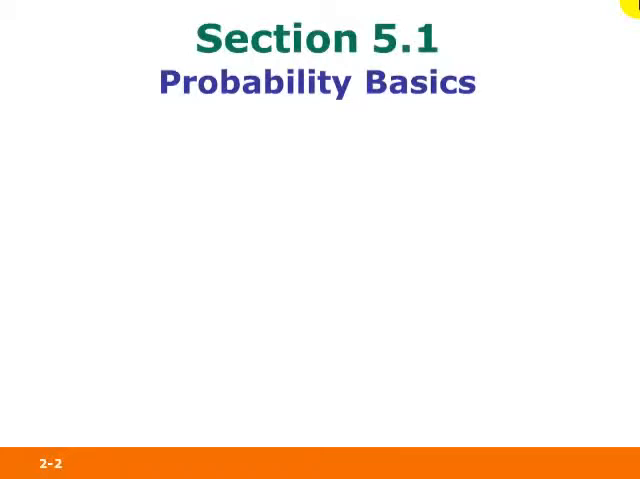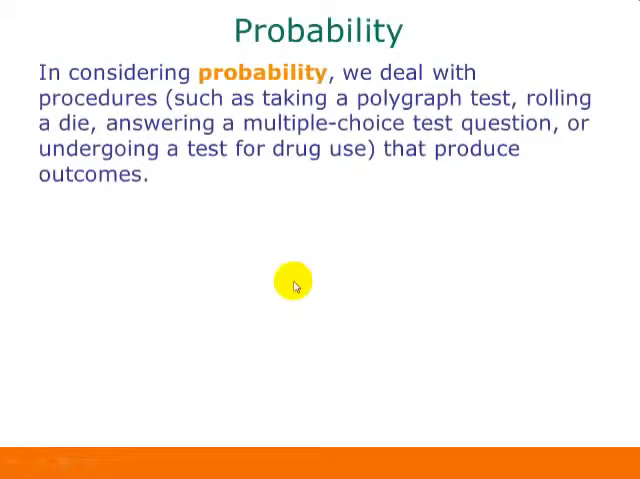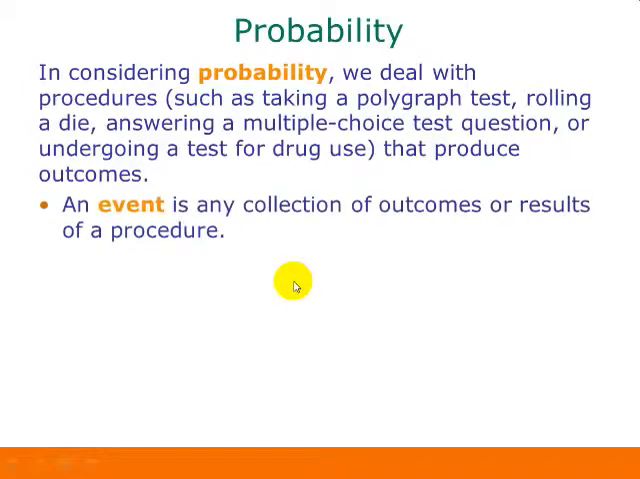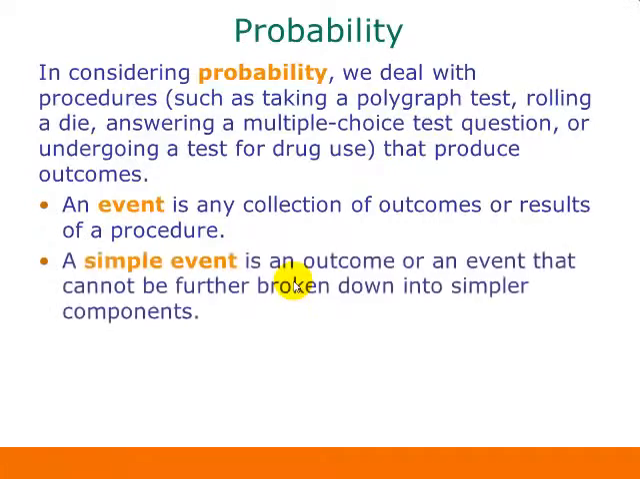So section 5.1 is probability basics. In considering probability, we deal with procedures such as taking a polygraph test, rolling a die, answering a multiple choice test question, or undergoing a test for drug use that produce outcomes. An event is any collection of outcomes or results of a procedure.